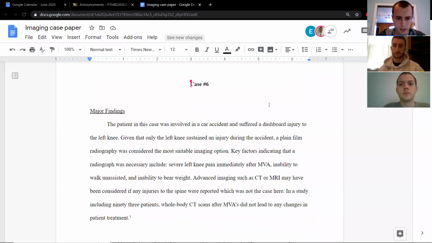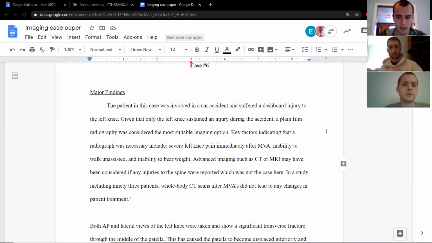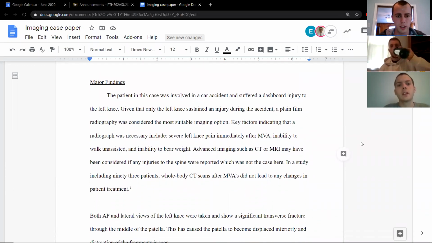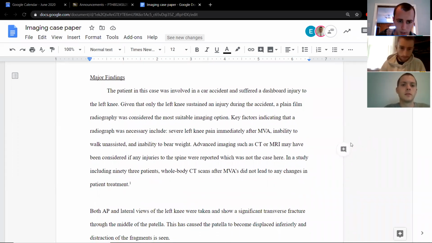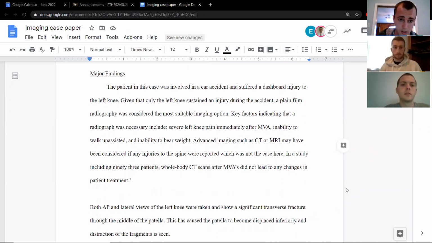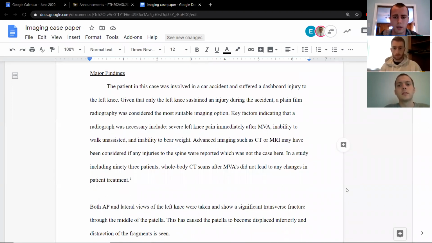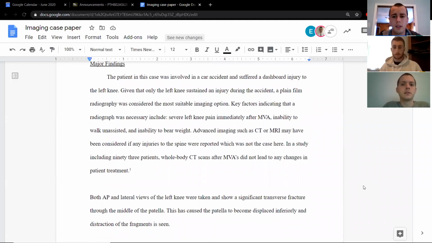And to start off with this case, I'll just summarize the major findings from the radiology report and the radiographs themselves. So some background, the patient in this case was involved in a car accident and suffered a dashboard injury to his left knee. And given that only his left knee sustained an injury during the accident, they determined that a plain film radiograph was the most suitable imaging option because something like a CT or an MRI wasn't required.